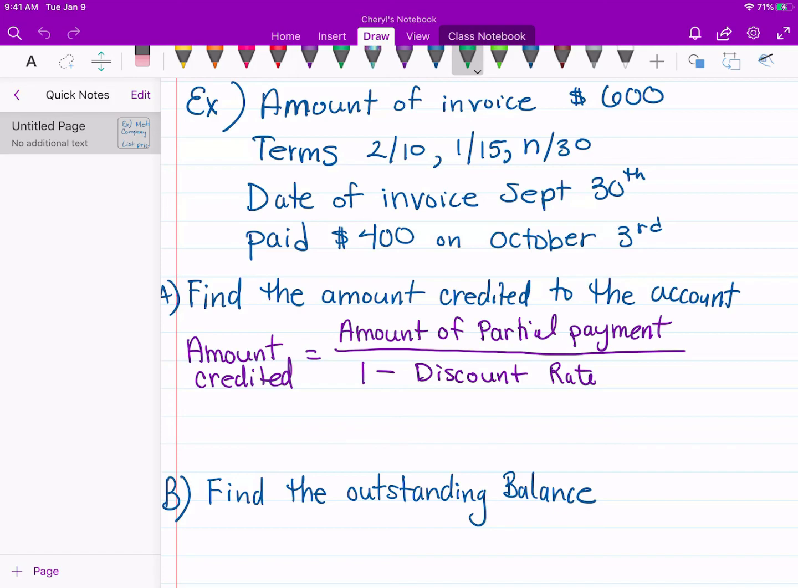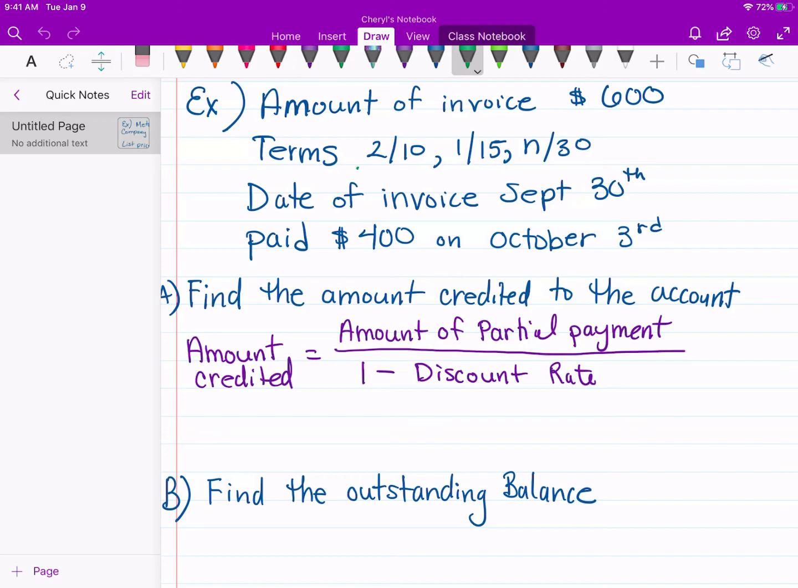In this example, we're going to talk about the situation where you have someone that wants to pay part of their bill ahead of time to get some discount, but they can't afford to pay all of it in advance. So they pay some of it right away to get a little bit of a discount, and then they pay the rest, the outstanding balance, before the end of the credit period. In this example, the amount of the invoice is $600. The terms are 2/10, 1/15, net 30. The date of the invoice is September 30th, and they want to pay a partial payment, $400, on October 3rd.